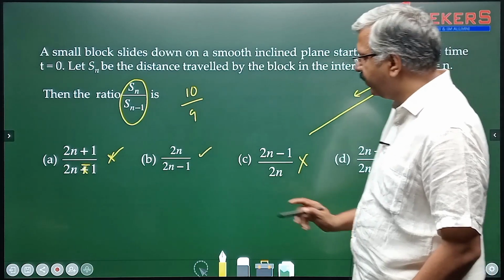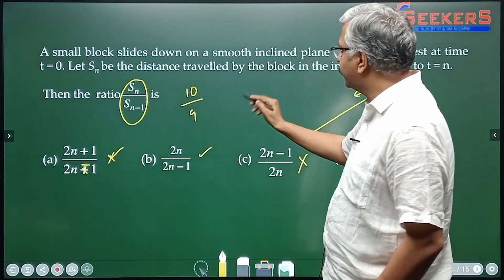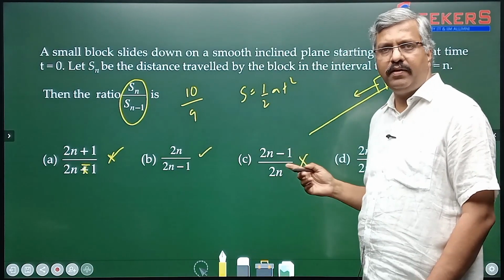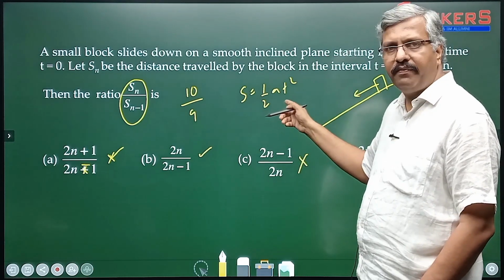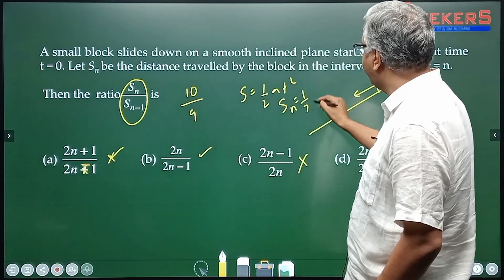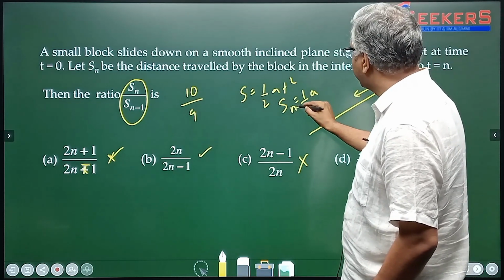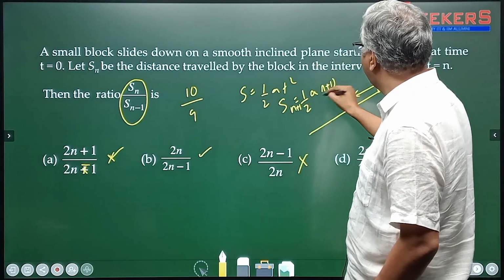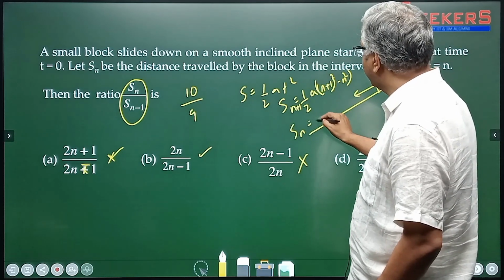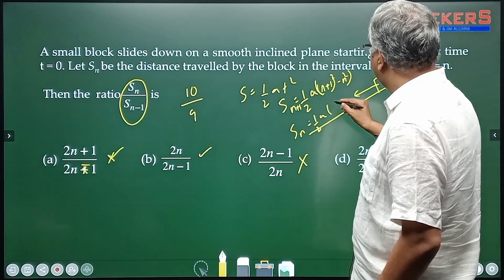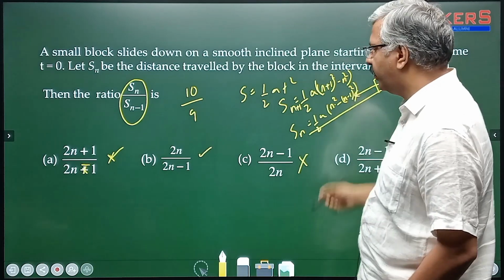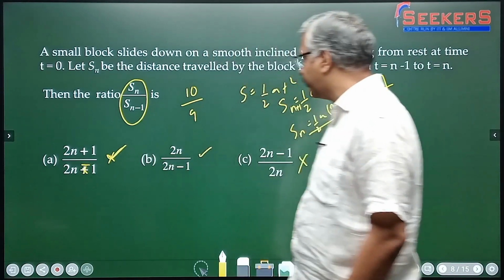Now understand that you know that S is equal to half a t squared if it is travelling from rest. The distance travelled is half a t squared. So here what you want to find out is Sn is equal to half a, Sn plus 1 rather n plus 1 squared minus n squared divided by Sn, which is equal to half a, this will become n squared minus n minus 1 squared. So when you work it out, the A option works out, B option won't work out.